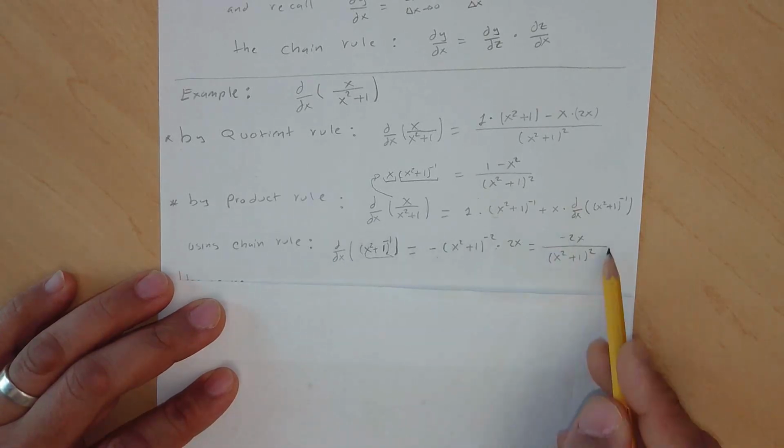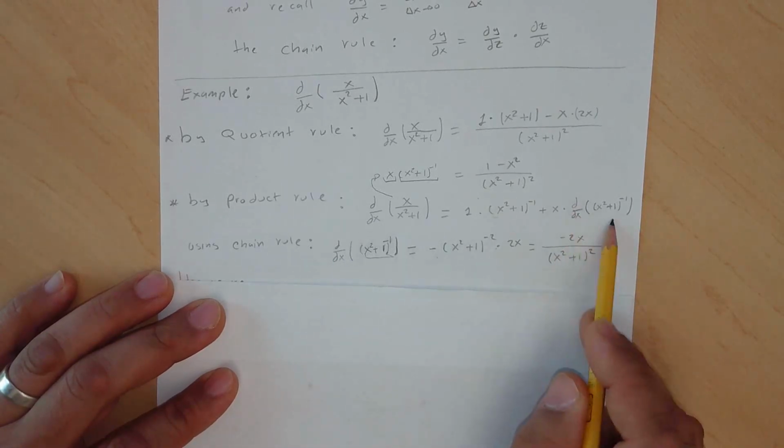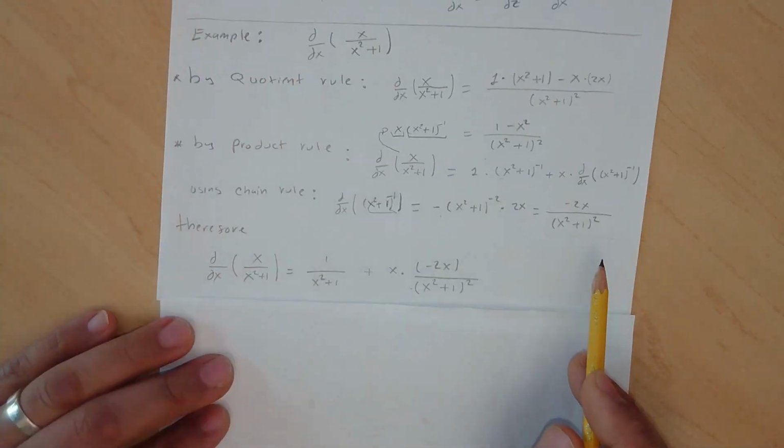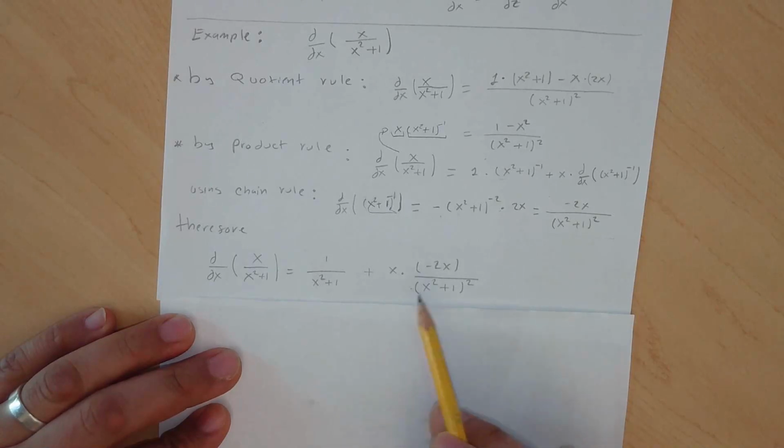If we substitute this part inside our previous formula, we will have the derivative that is basically the same derivative that we obtained from the quotient rule. Okay.